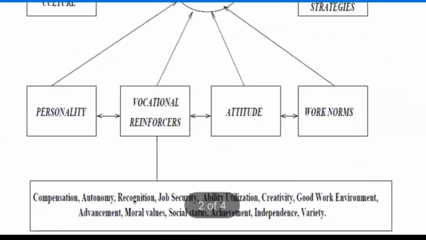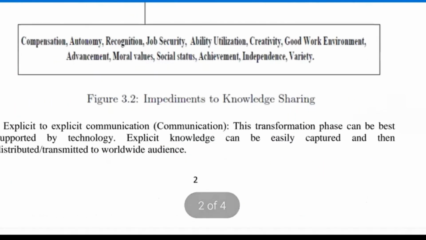Next is the explicit to explicit communication. This is the best form of communication, where both parties, the listener as well as the speaker, can have reversible roles: the listener can be the speaker, and the speaker can be the listener. Here the communication being transferred is codified, documented, and easily captured. It can be through a live audience, or through a PDF.